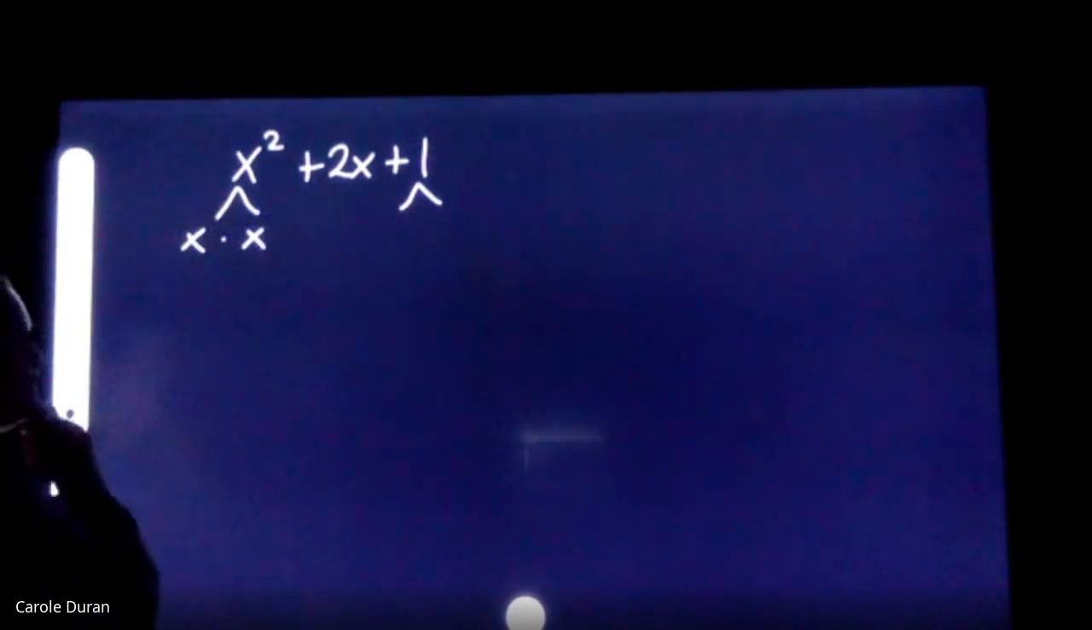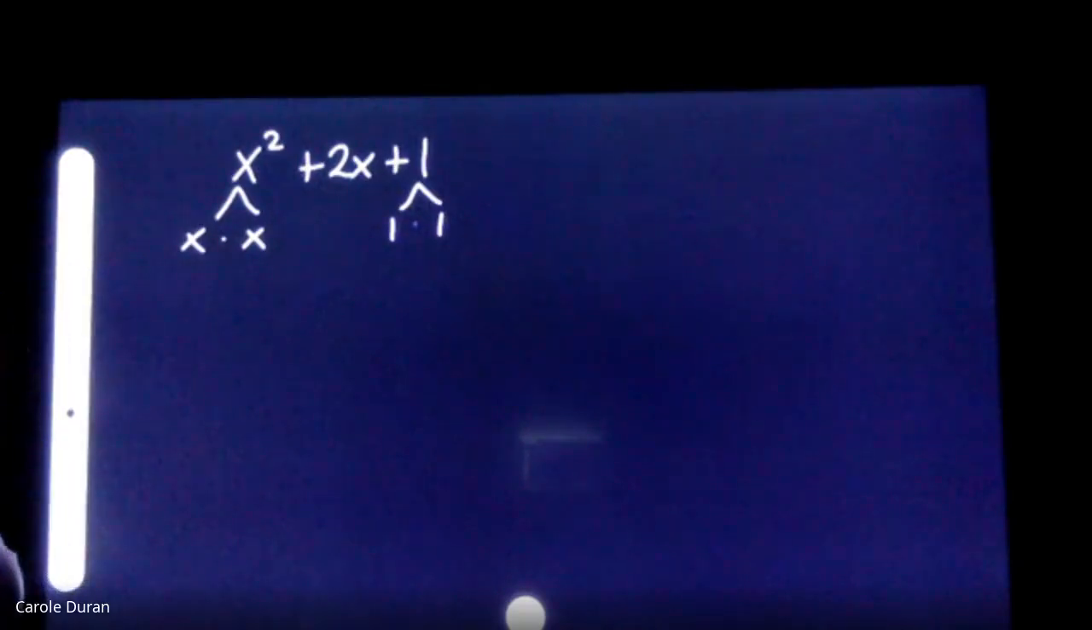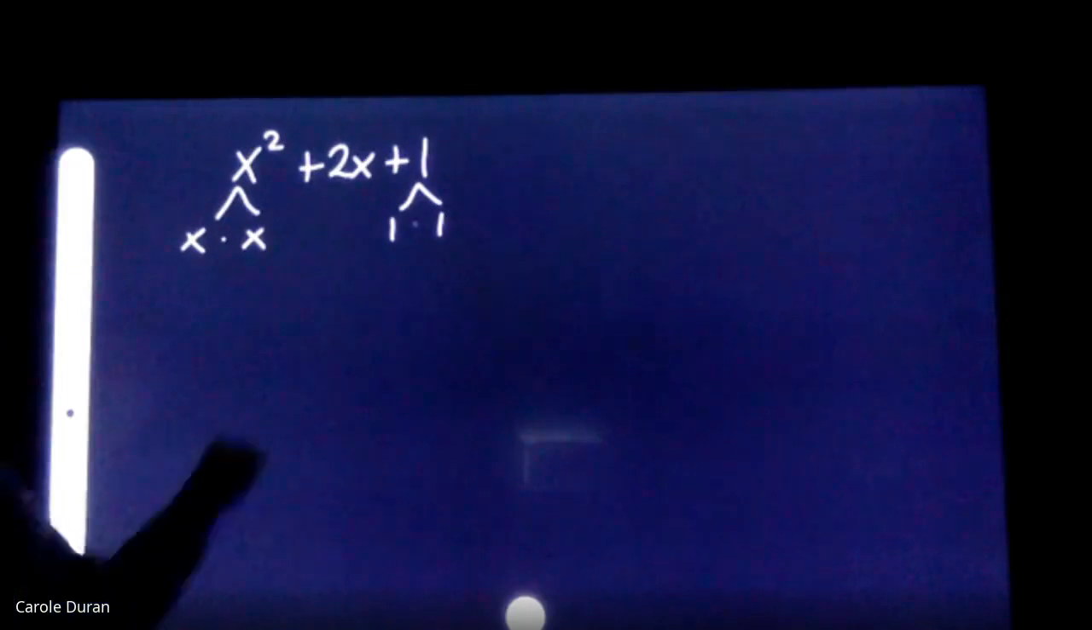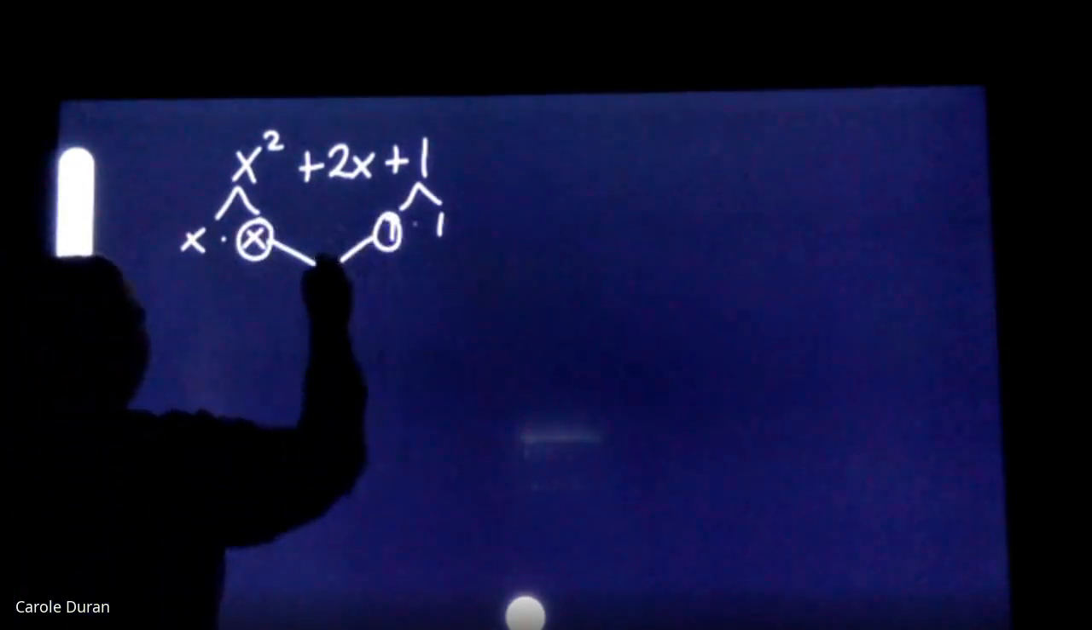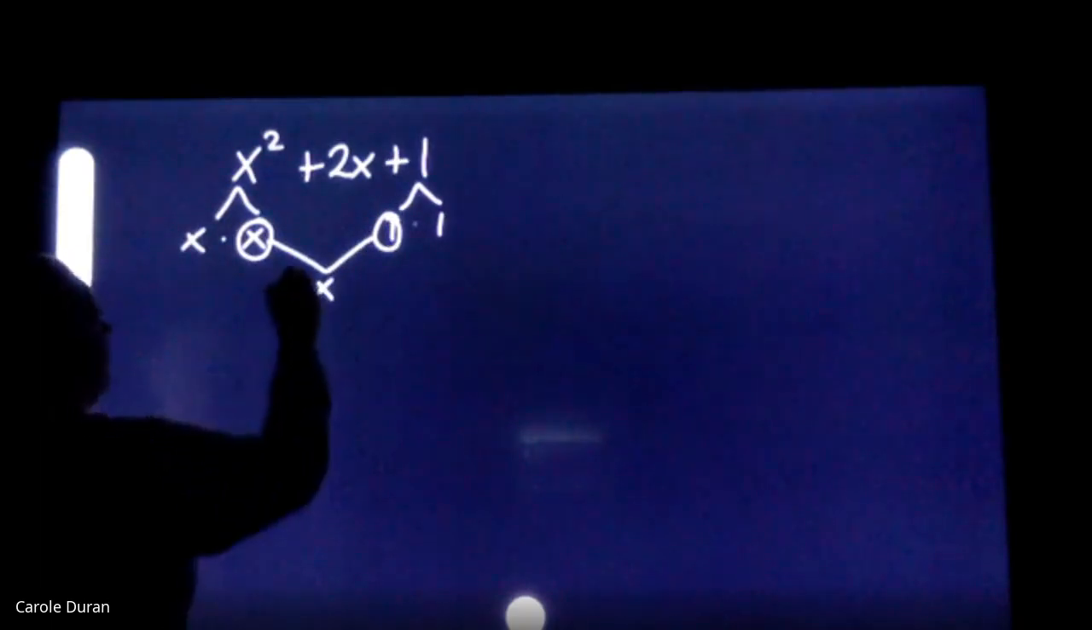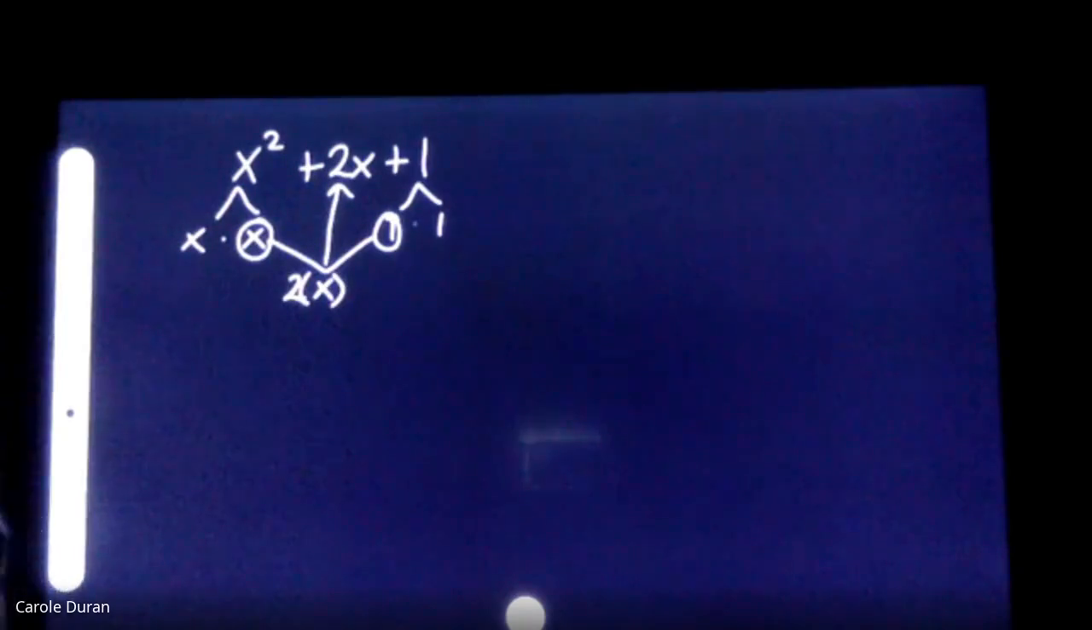So I'm going to go ahead and break down my first term and my third term. My first term is x times x, so that's a perfect square. My third term is 1 times 1, so that's a perfect square. I need to test that my middle term is twice their product. So I take an x and a 1 and multiply them together and it gives me x. I do 2 times x, and I do in fact get the 2x that is my middle term. So this satisfies all of my perfect square trinomial requirements, which means I can go ahead and factor this.